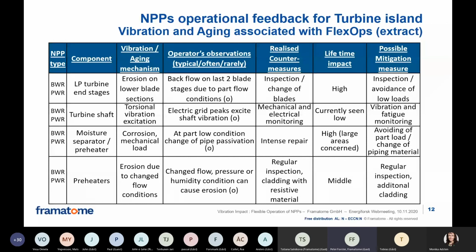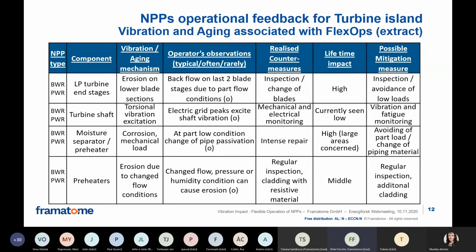Yes, this is also dealing with turbine island items. On the first row, the low pressure turbine end stages are facing quite often erosion on the lower or the inner blade sections, coming from the backflow of the last 2 blade stages due to part flow conditions. That means there's a kind of circular flow within the last turbine blade sections, and that means that on the back side of the blades they are observing erosion problems from the droplets.